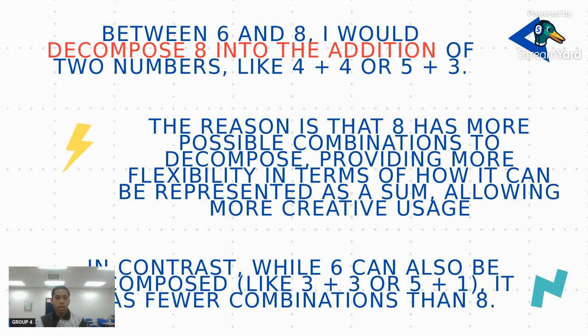So as an example, like earlier I said 4 plus 4 and 5 plus 3 are the possible decompositions of addition that can be done. So why 6 was not chosen is because 6 also can be decomposed, but it has fewer possible combinations.